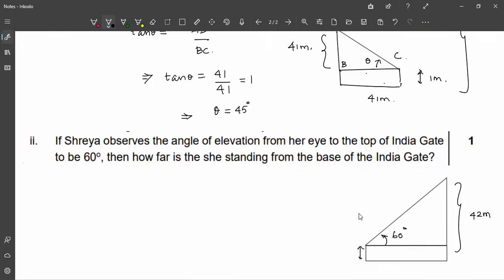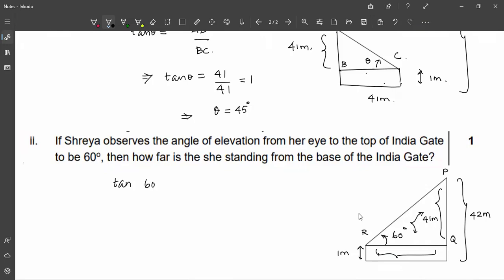And as before, the height of the girl is 1 meter, and here this height would be 41 meters. This 42 is from the ground level, and if you take away this 1 meter, you will be left with 41 meters in this triangle. So we are going to name this as something like P, Q, and R. Now, how far is she standing from the base of the India Gate? We need to find this distance, RQ. We need to apply tan once again because the opposite side is involved. The adjacent side is also involved.